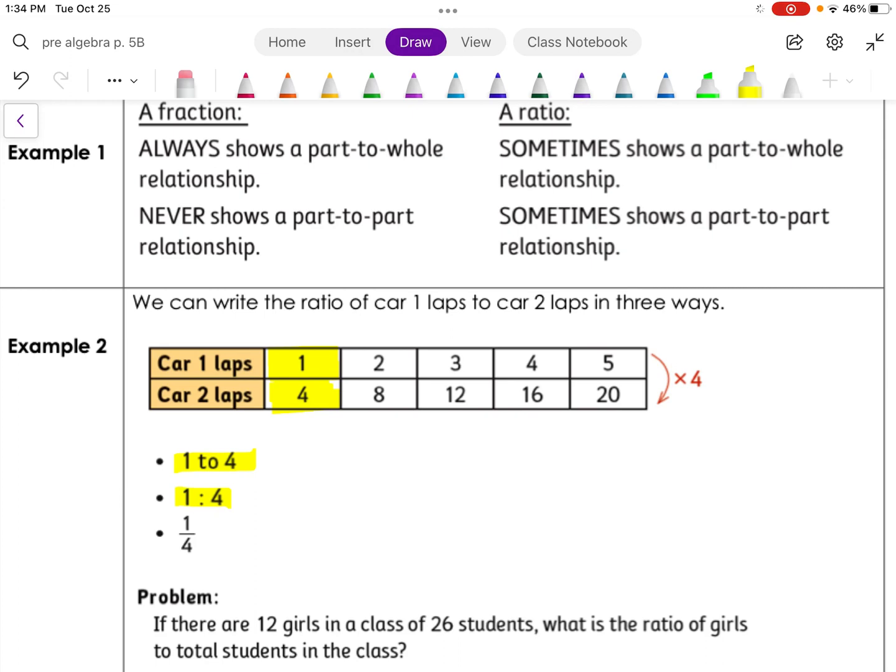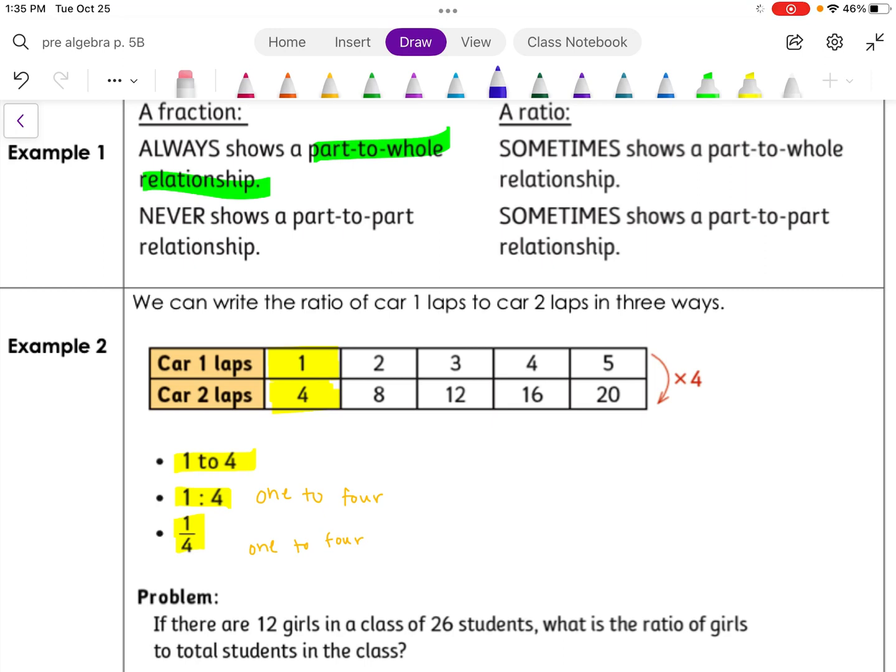We could do 1 colon 4, but we still read this as 1 to 4. Or we could write it as a fraction, where again we'd still read it as a 1 to 4 ratio. So these are 3 different ways to write our ratios. All of these, for ratios, could show a part to whole or a part to part relationship, but whenever we're using a fraction, that's only a part to whole relationship.